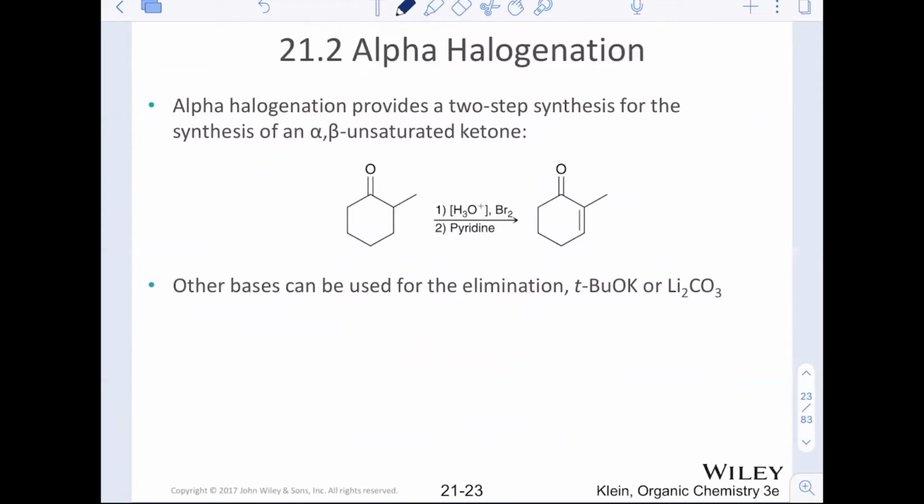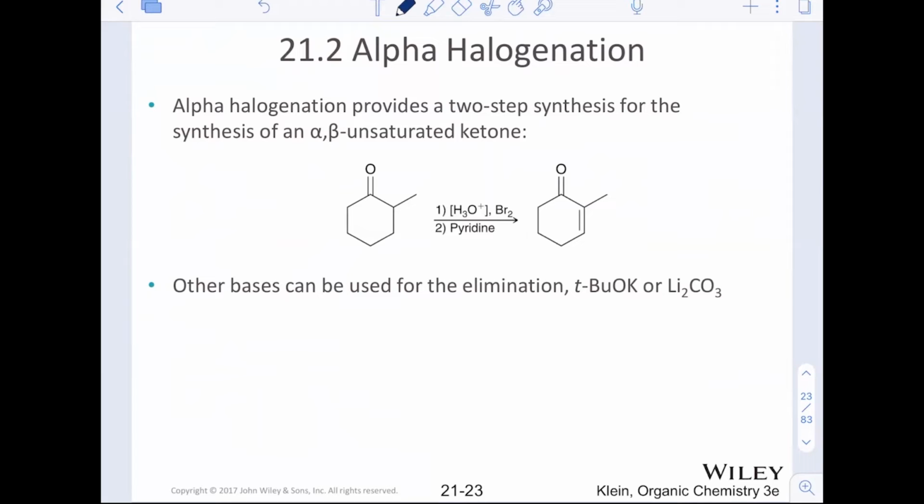Alpha halogenation provides a really great synthetic analysis for adding halogens, right? Whenever we can add a halogen to an organic molecule, we have opened up the world to us. Typically, we can see substitution occur, we can see elimination occur, anything that we had done in the sp3 carbon to leaving group range, right?